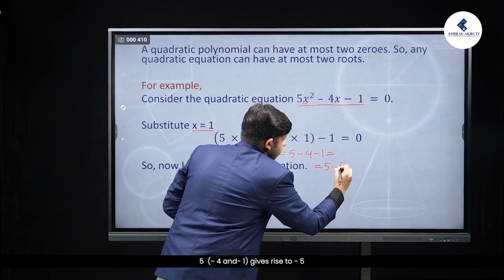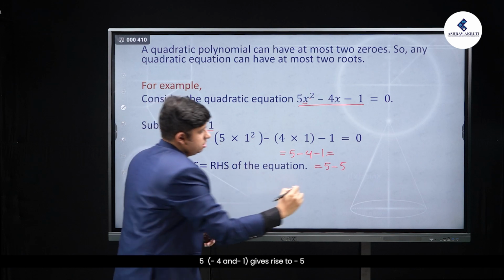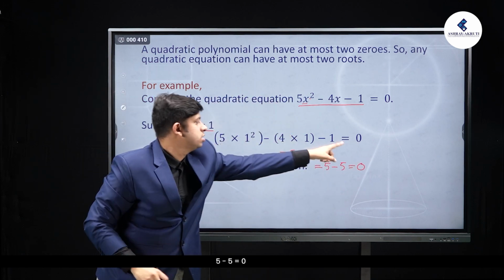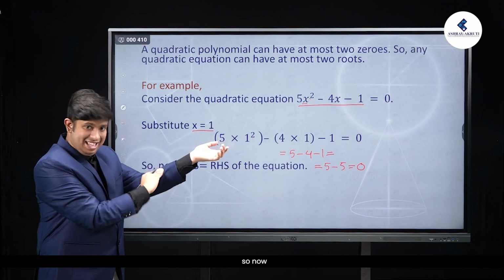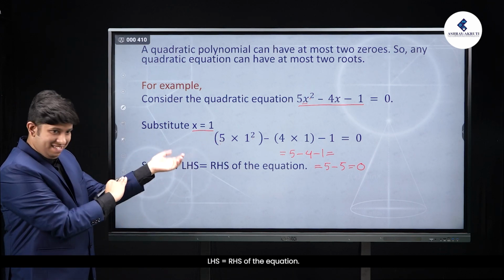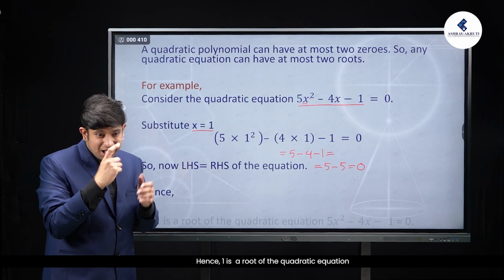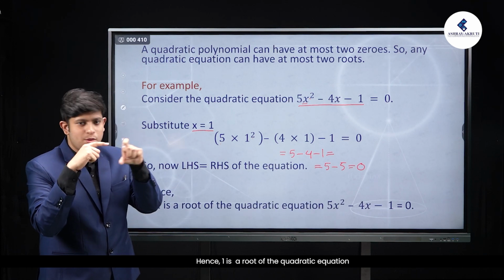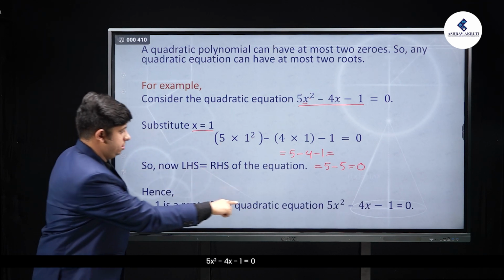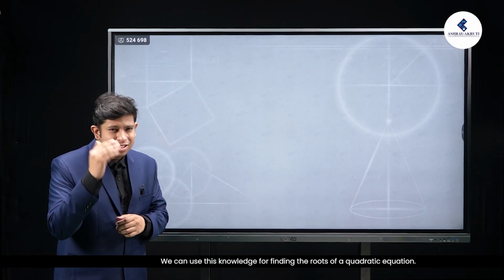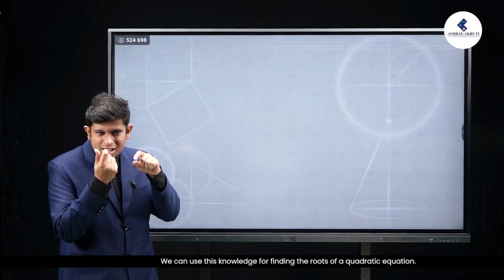Five minus 4 and minus 1 gives rise to minus 5. 5 minus 5 is equal to 0. So, now LHS equal to RHS of the equation. Hence, 1 is a root of the quadratic equation 5x square minus 4x minus 1 equal to 0. We can use this knowledge for finding the roots of a quadratic equation.